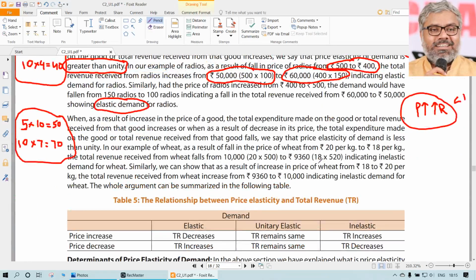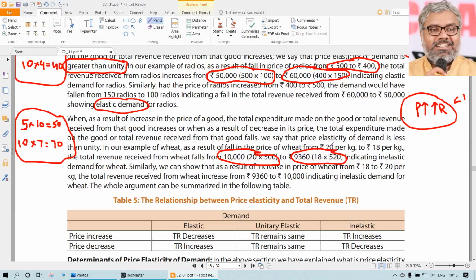There were two different things. Price was originally 20 rupees, later it became 18 rupees, and quantity was 500 originally, then it became 520 units or kgs, whatever. So originally, how much was the revenue? 20 rupees multiplied by 500 kgs, so 10,000 rupees was the revenue. That is the original revenue. Now let us see when the price has decreased from 20 to 18 rupees. Definitely the quantity demanded will increase. Yes, it increased from 500 to 520. But did it increase the total revenue? No, sir. Total revenue decreased from 10,000 to 9,360.